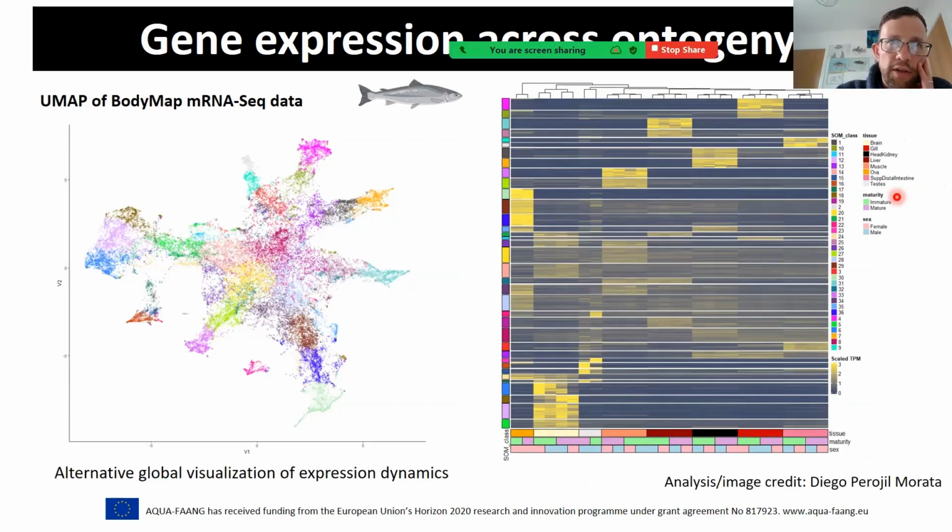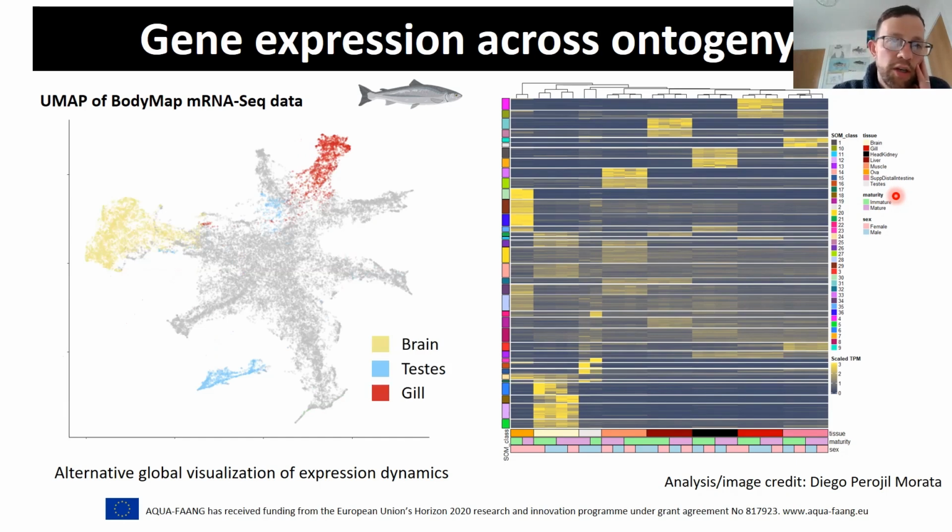Diego's also trialed the use of UMAP dimensionality reduction as an alternative way to visualize this data. This is this artistic paint blob on the left. Here, the colors on the UMAP match with the different SOM classes on the right, and the center of the UMAP then is capturing genes that have more constitutive expression across different tissues and stages of life. But we can also use the UMAP to visualize other SOM clusters, which are showing much more specific expression, for example, in these different tissue types.